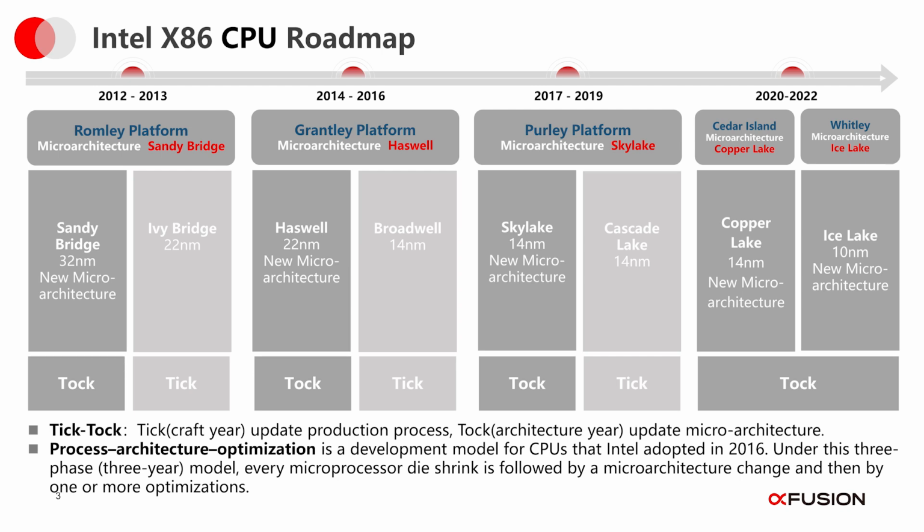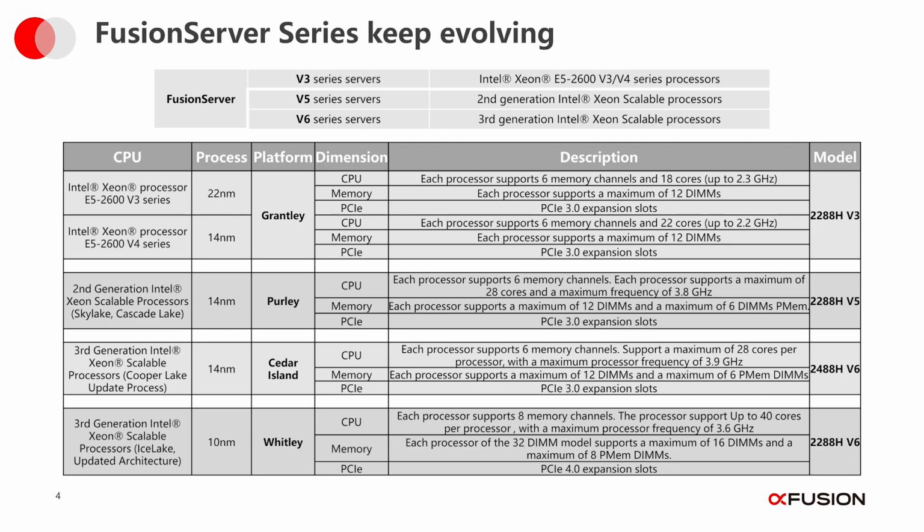Now Intel adopted the PAO model. The process architecture optimization, PAO, is the development model for CPU that Intel adopted in 2016. Under this 3-year model, every microprocessor die shrink is followed by a microarchitecture change, and then by one or more optimizations. With Intel updating their CPU technology, FusionServer is updating along with it.